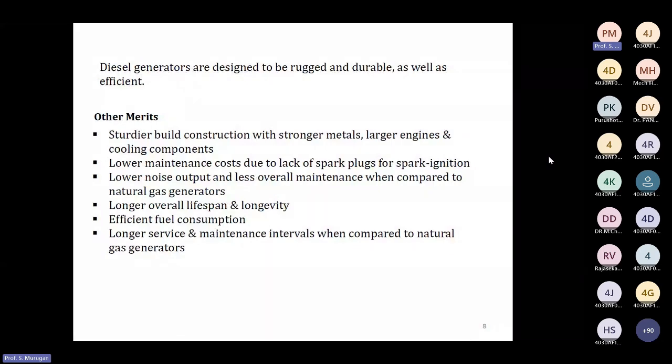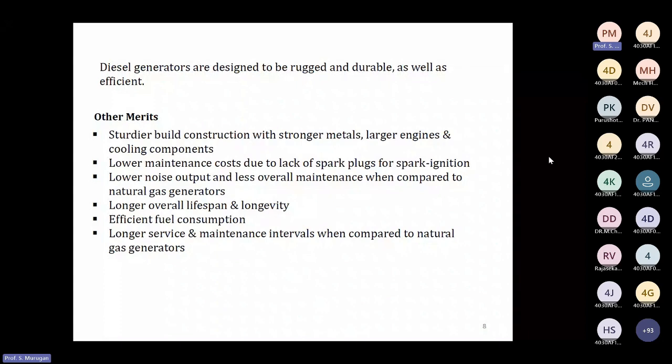It can yield efficient fuel consumption and it can offer longer service and maintenance intervals compared to the other power units which are operated by natural gas generators. So that's why we go for diesel generator rather than natural gas generator. Of course, you can use natural gas generator as well, but diesel generators are very prominent. And because of the cost of fuel, diesel, you can easily avail that and use it in a diesel generator as a standby power generation unit.